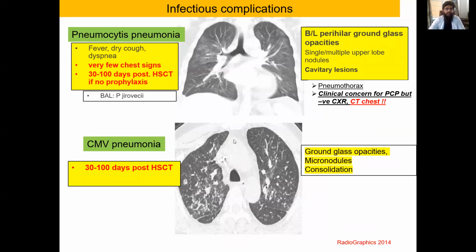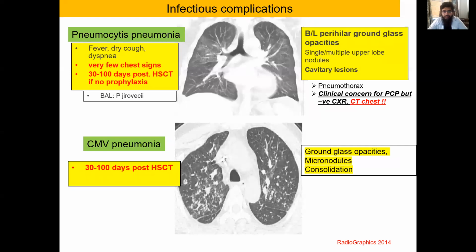In pneumocystis, the patient presents with fever, dry cough, or dyspnea, and the patient may have very few chest signs. It is seen mostly in cases of stem cell transplant if the patient is not having any prophylaxis in the late phases of the transplant.